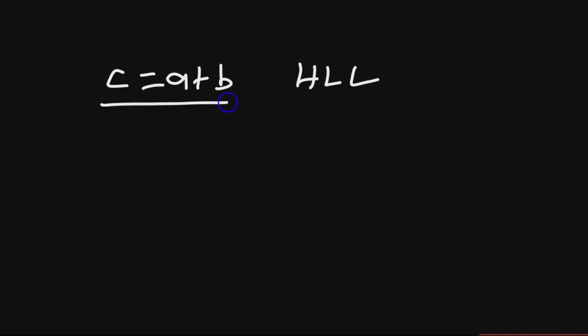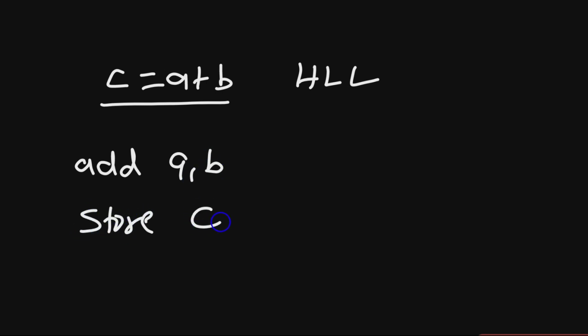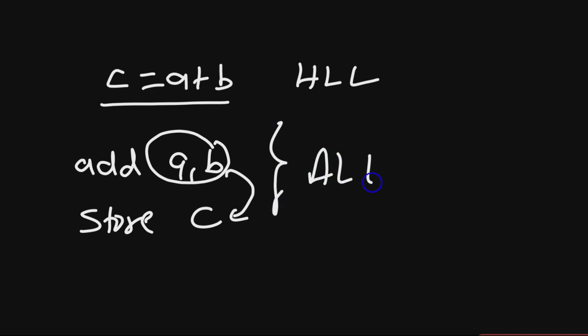Now let us see a few differences between high level language, assembly level language and machine level language in terms of writing code. Suppose C is equal to A plus B. This is high level language code. If I want to write this in assembly level language, I will write it like this. First I need to write ADD A, B. Then I will write STORE C. First it will add A and B. That content will be stored to C. This is called an assembly level language program.